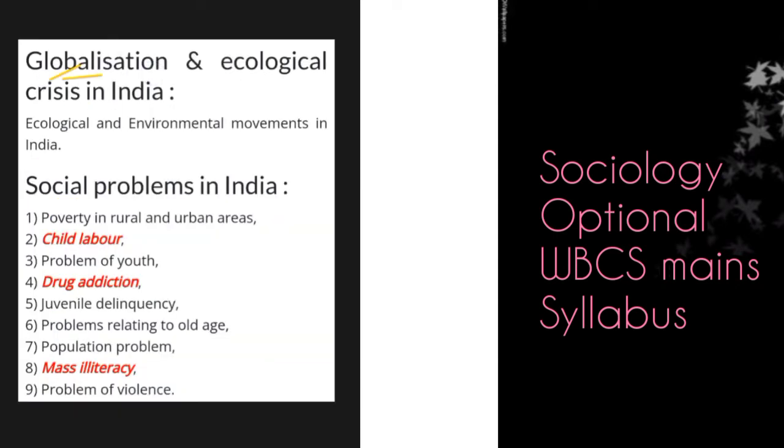The next section deals with globalization and ecological crisis in India, which includes the ecological and environmental movements in India. There are social problems in India, which includes poverty in rural and urban areas, which includes child labor also, problem of youth, then drug addiction, juvenile delinquency, problems relating to old age, population problem, mass illiteracy, problem of violence. So you have to study about all these existing problems in our society.